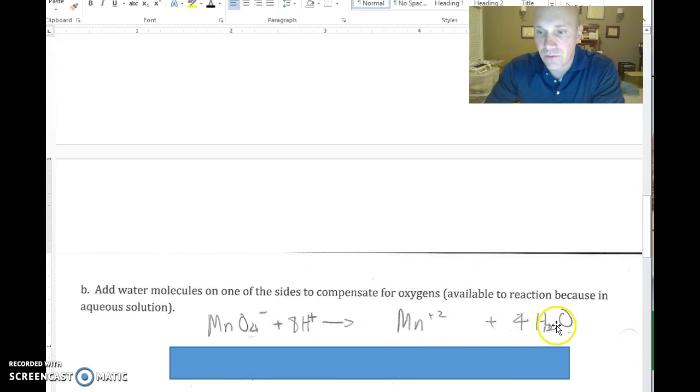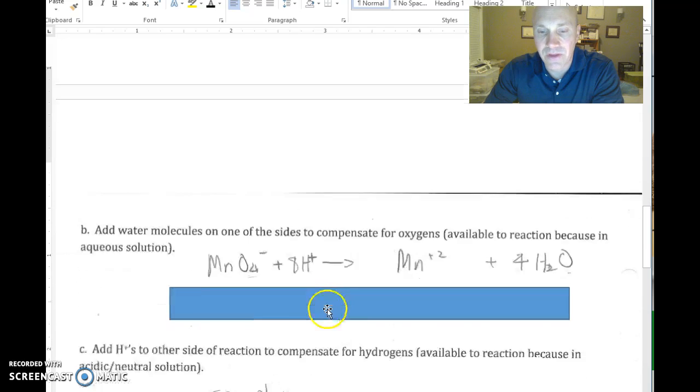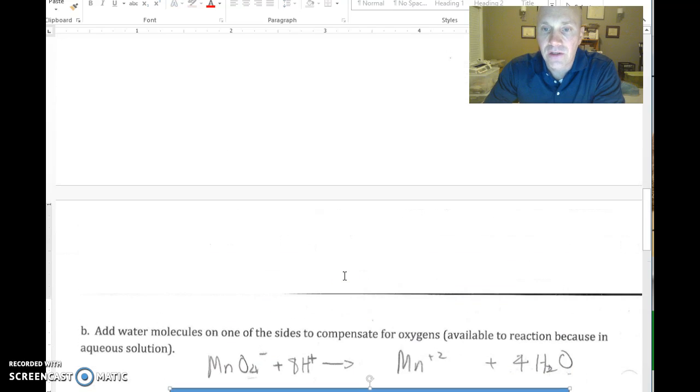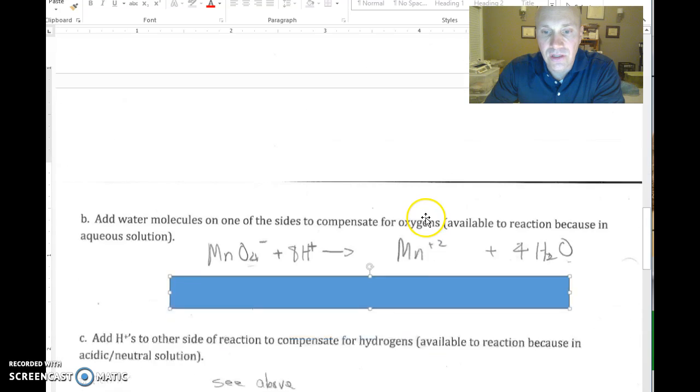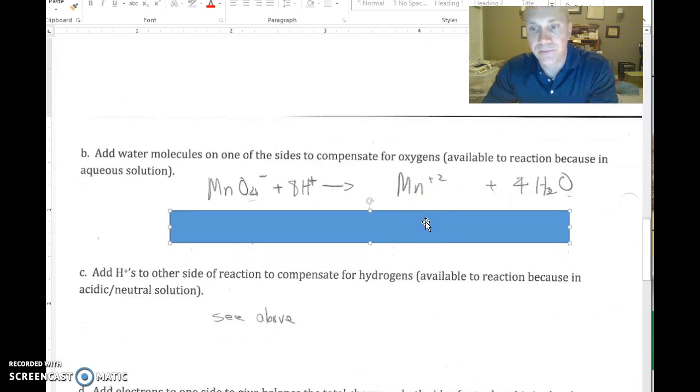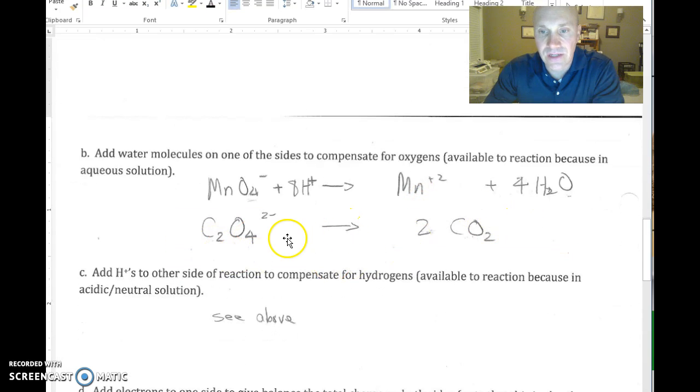So there are our 4 H2Os. You'll notice there's some H pluses over there. We'll talk about that in just a second. Looking at this, we've got 4 oxygens over here, and if you count it up over here, we've got 4 oxygens on this side too. So we don't need to add any water molecules to either side of this reaction to balance that out. That one just stays as is.